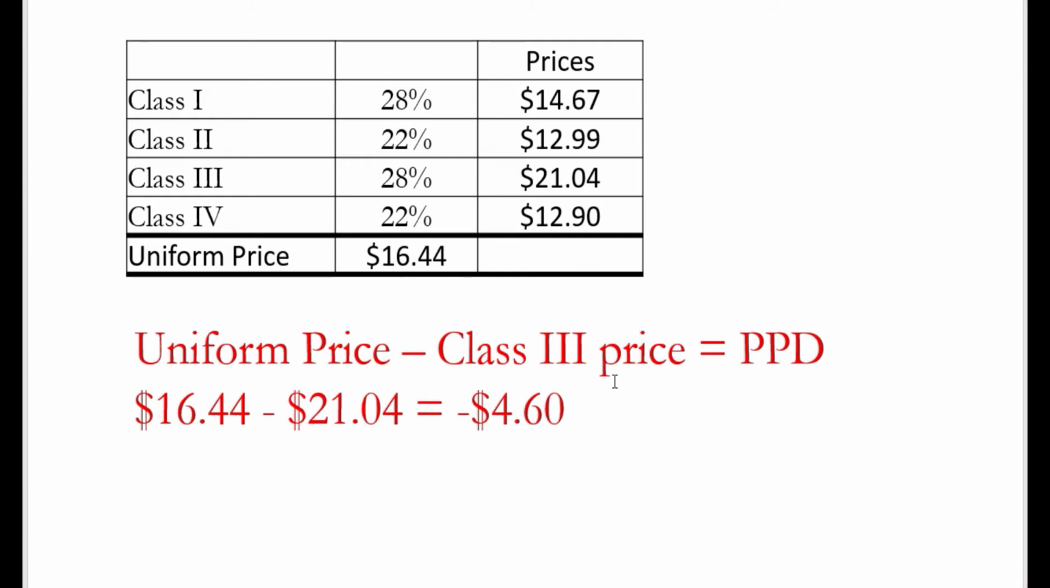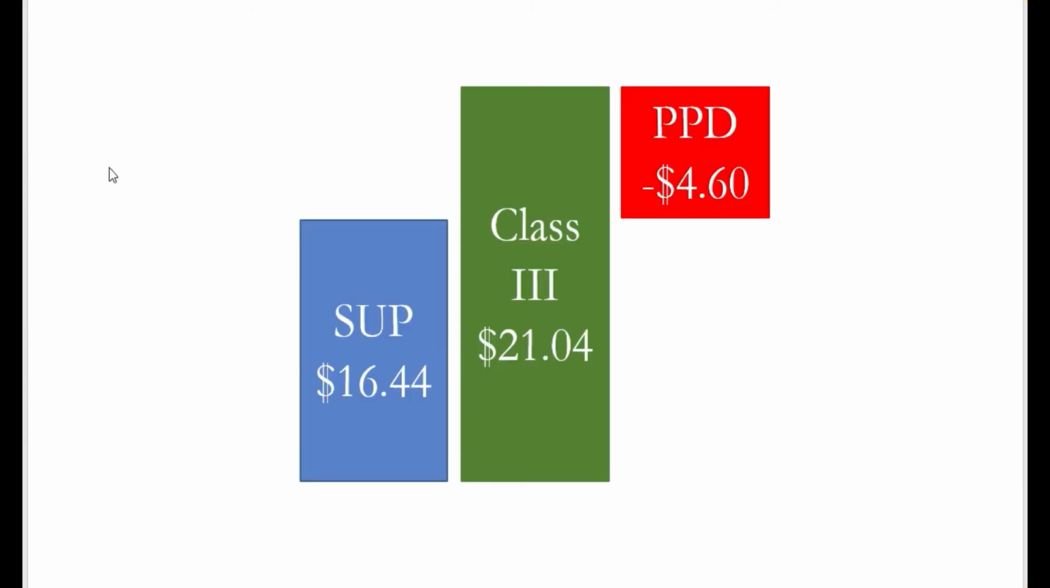The way we get that uniform price is we look at the different prices for the different classes. For example, class 1 was $14.67 and there was 28% utilization, whereas class 3 was $21.04 with a 28% utilization. The weighted average of this gives us the $16.44. We know the class 3 price. We have to balance the equation, so it's a minus $4.60 PPD. This graph may help display this. Where we have the $16.44, there's a big difference from the class 3, and the PPD has to make up that difference.